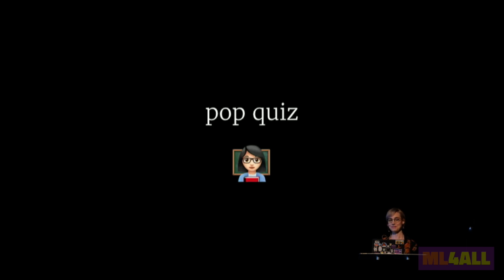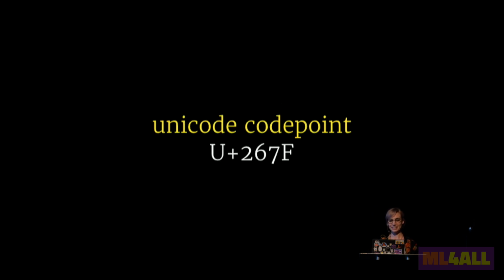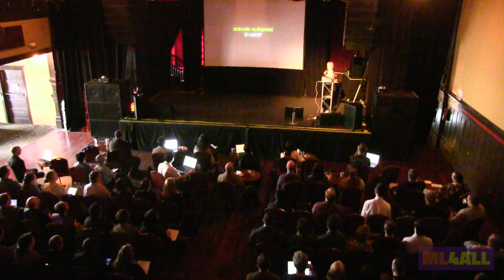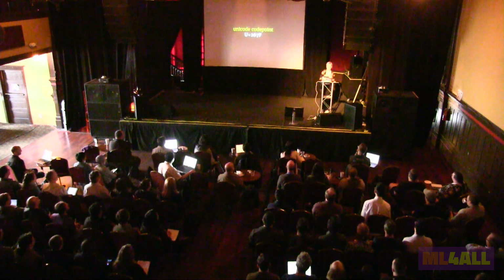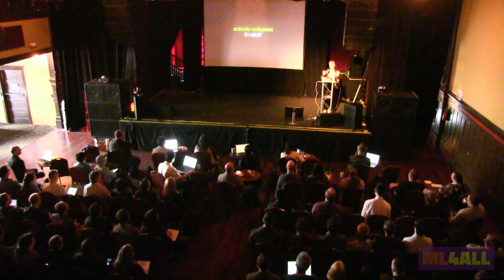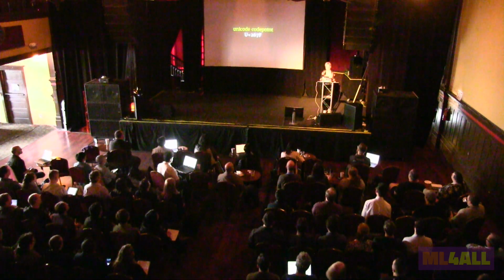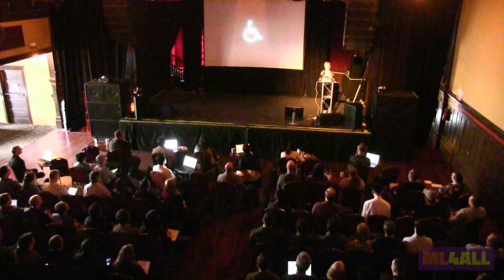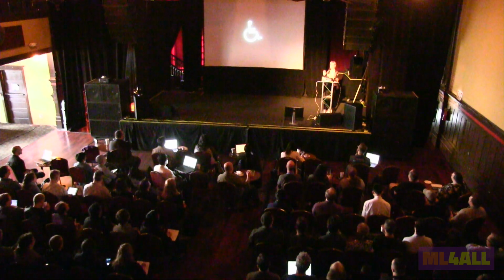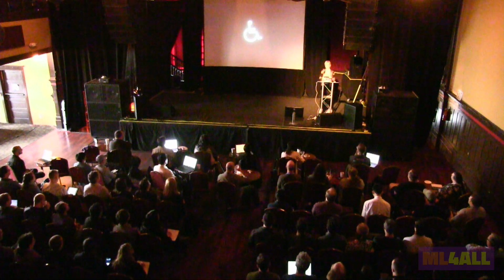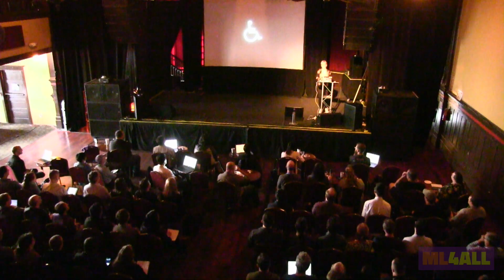I know it's early, but I'm going to start you off with a pop quiz. Does anybody know what this Unicode code point is? I know it's super early. I know you've got the entire table memorized, right? Cool. So this is actually what that Unicode code point is. It is the universal symbol of accessibility.